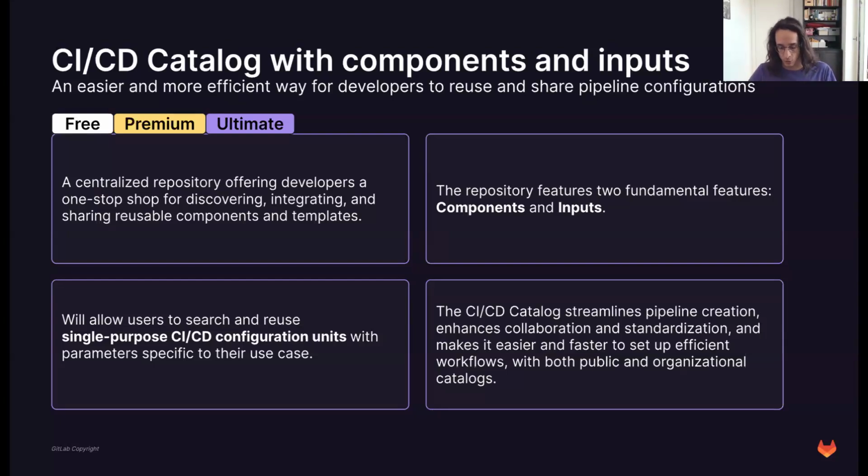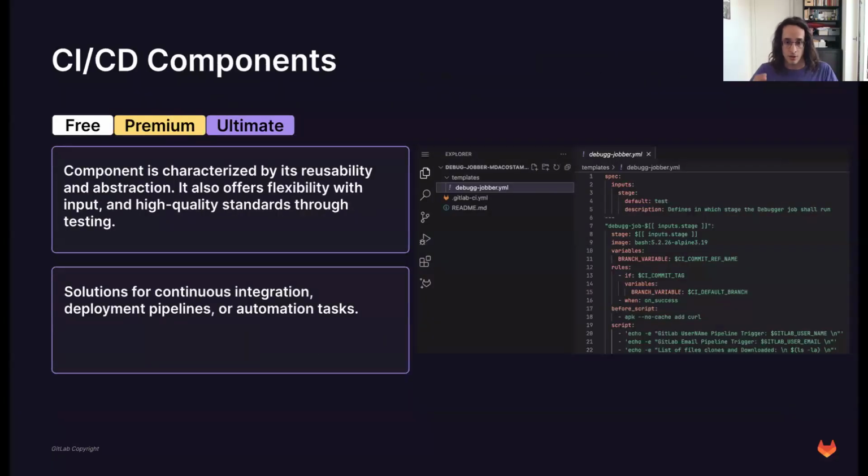So that's the overview. Let me dig a little bit into the details, and I hope I will be able to showcase all the benefits that adopting the CI/CD catalog, and through that CI/CD components instead of CI/CD templates, can bring to your customers. So components are the building blocks. These are the things that we store in a CI/CD catalog, right? So the CI/CD catalog is a catalog of CI/CD components.